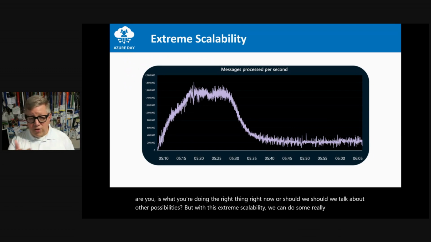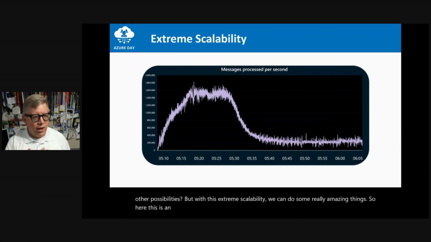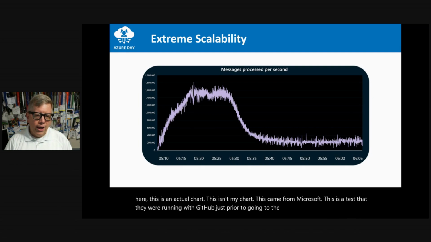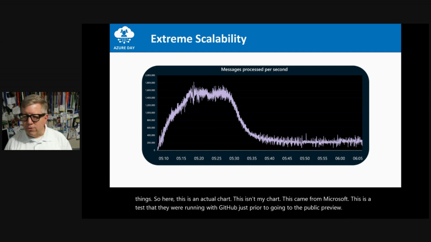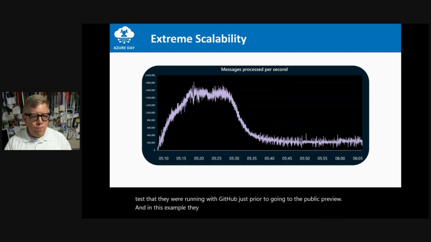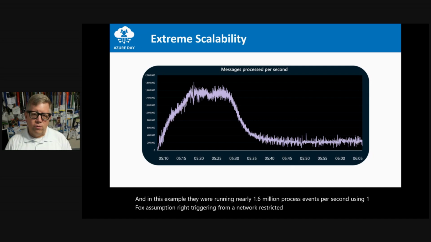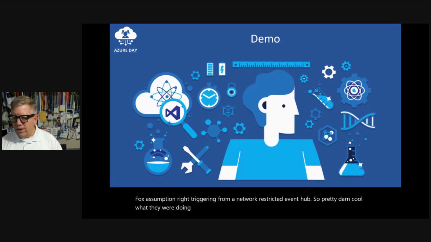So here, this is an actual chart. This isn't my chart. This came from Microsoft. This is a test that they were running with GitHub just prior to going to the public preview. In this example, they were running nearly 1.6 million process events per second using one Flex Consumption app, triggering from a network restricted event hub. So pretty darn cool what they were doing here. So let's see an example of this.